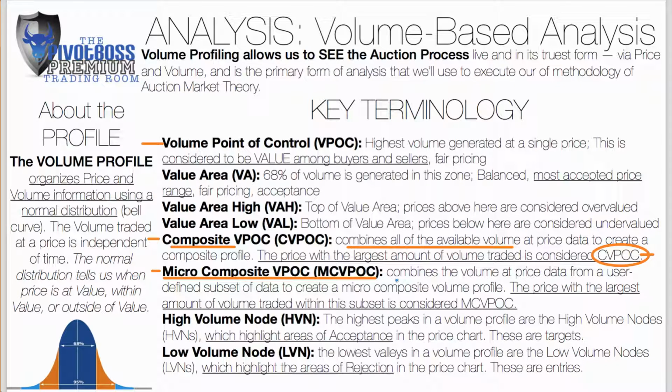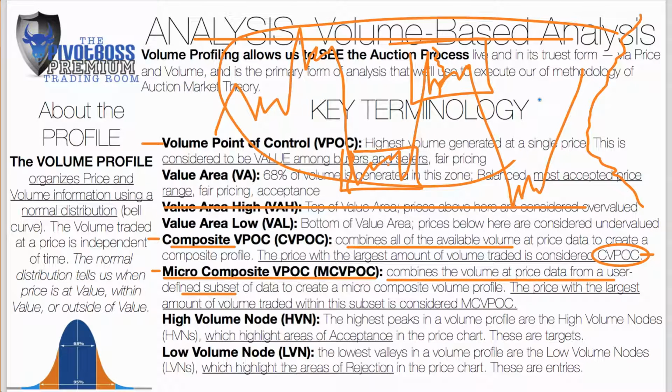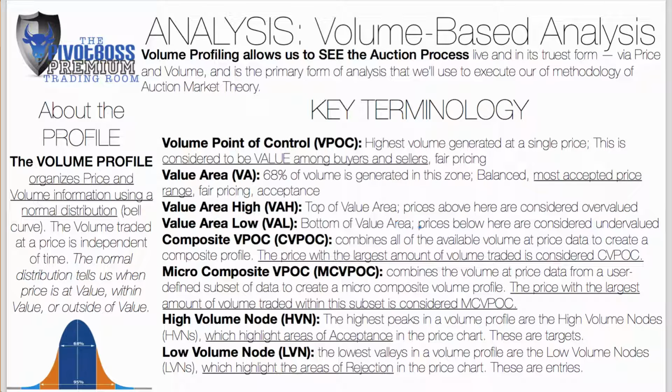A micro composite VPOC basically combines all of the volume at price data from a user-defined subset to create a micro composite volume profile. So say you have all of this price action that's happened over time right here. A composite volume profile will have all of that information using that entire thing. Whereas a microcomposite profile may only look at this little piece right here to create a profile here, or look at this little piece here to create a profile here. So that's a microcomposite within the larger composite. So that's important to know your microcomposite value areas and values levels in addition to the composite, because you have to use them together in order to piece together the puzzle of where price is heading in a future period of time.